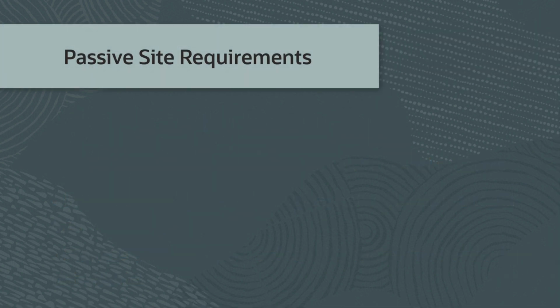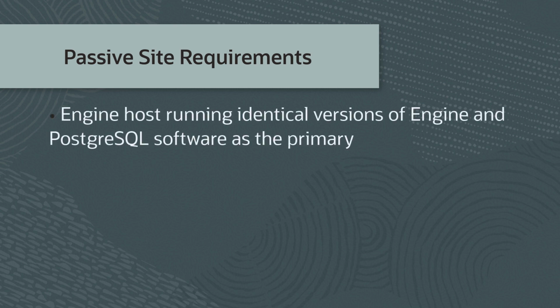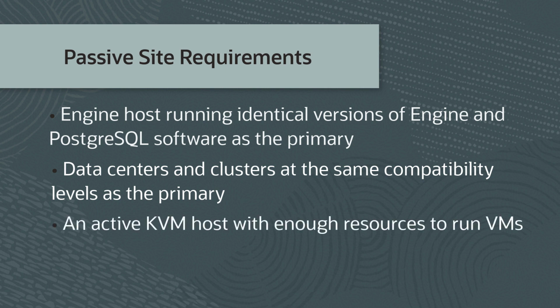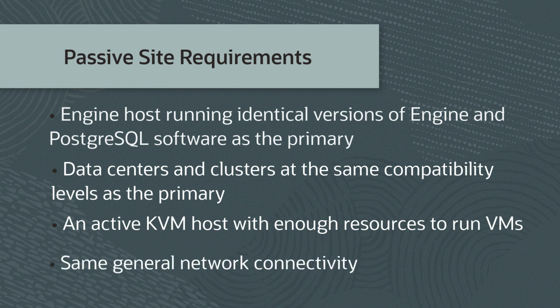For this type of disaster recovery to work, we need a pre-configured secondary environment. This environment needs an active engine host running the identical versions of the engine and PostgreSQL software as the primary. We need data centers and clusters at the same compatibility levels as the primary. Of course, we need an active KVM host for running virtual machines after the failover, and networks at the same general connectivity as the primary site.